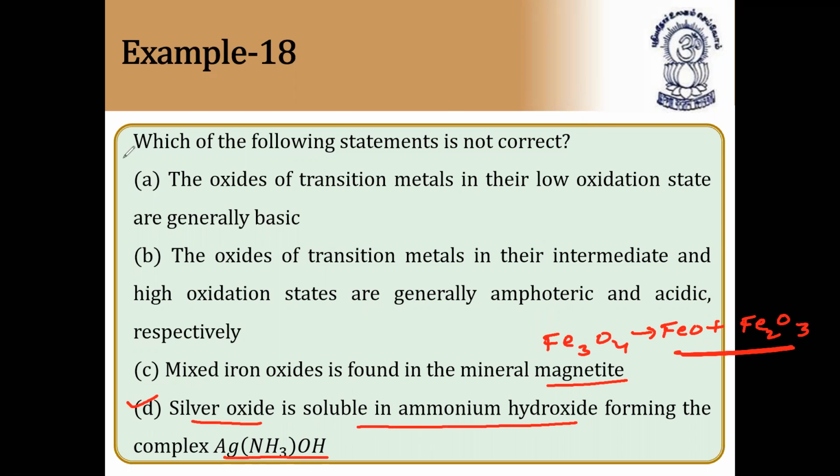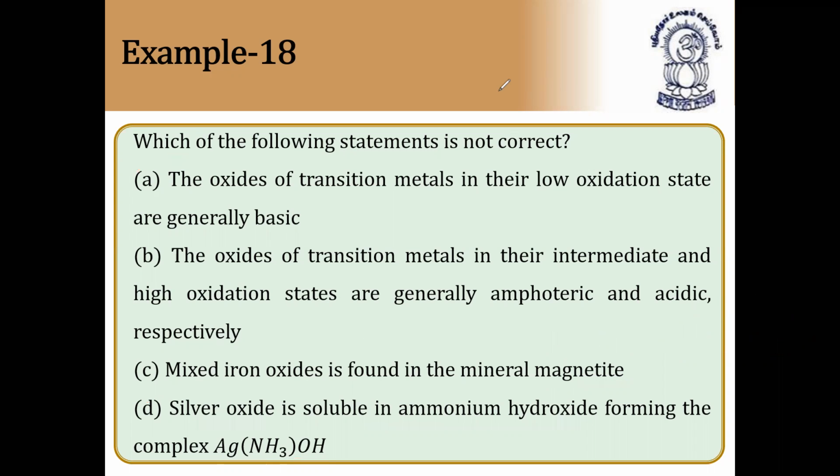So this question is very important regarding transition metal compounds. Fe3O4 is the formula for magnetite. It consists of FeO, that is iron in the plus 2 state, and Fe2O3, iron in the plus 3 state. Together, its formula is Fe3O4. So it contains mixed iron oxides. Next, continuation.